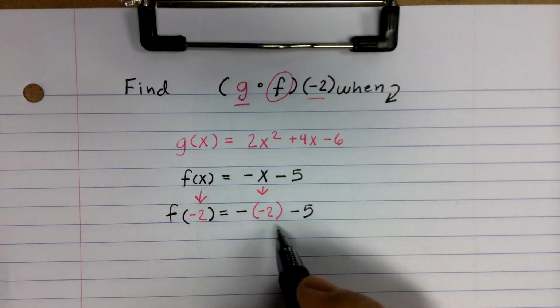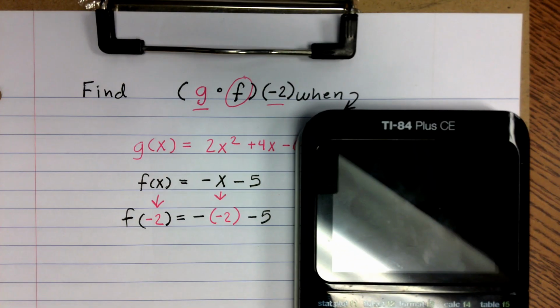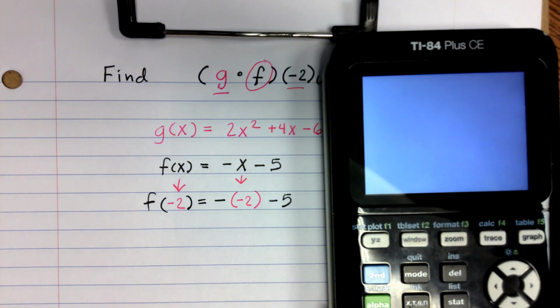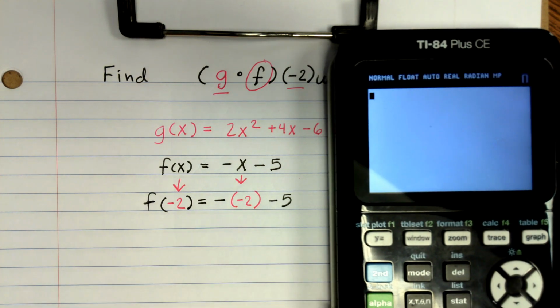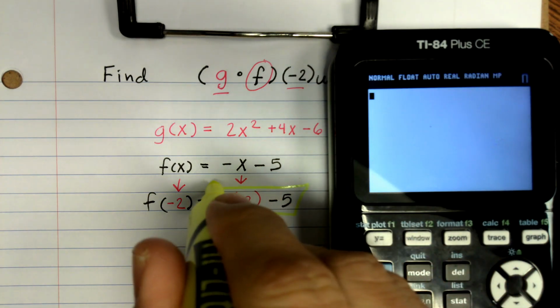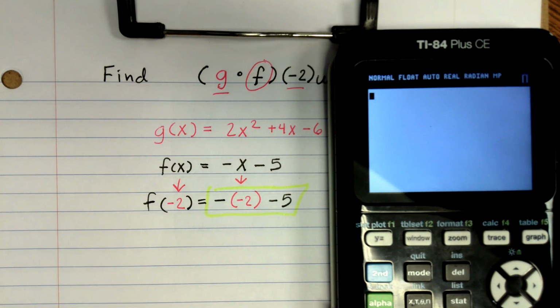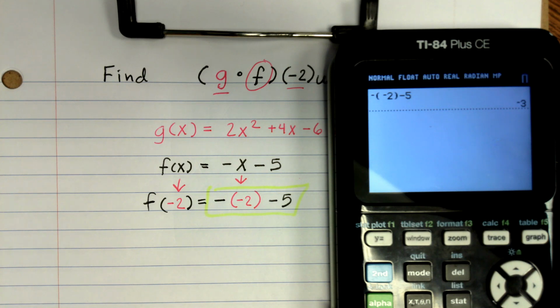Of course you could do this by hand, or you could do it with the calculator. It's completely up to you. So that you can see what I'm doing, I'm going to use the calculator real quick. I'm going to go to calculate, and I'm just going to put in what's on the right side of the equal sign. Let me get my highlighter and box it. That's what I'm going to evaluate. So I type in my negative sign, parenthesis, -2, close parenthesis, and then -5. Once I've got this typed in, I hit enter, and when it's evaluated it gives me -3. So that's my answer.